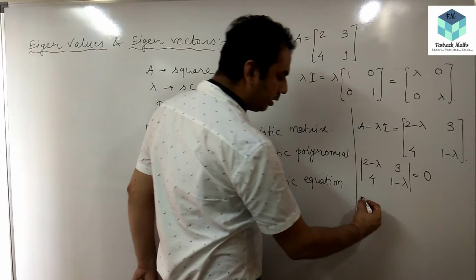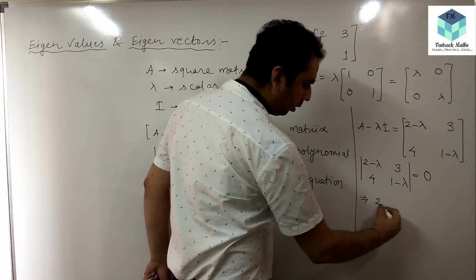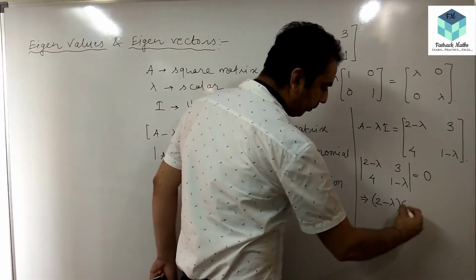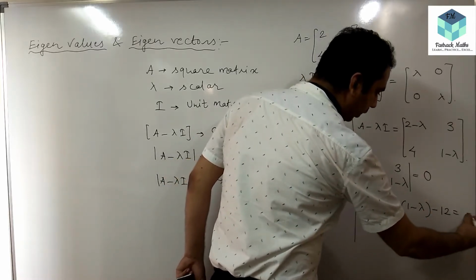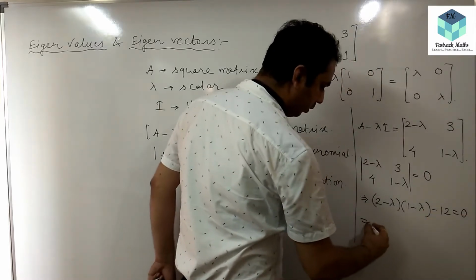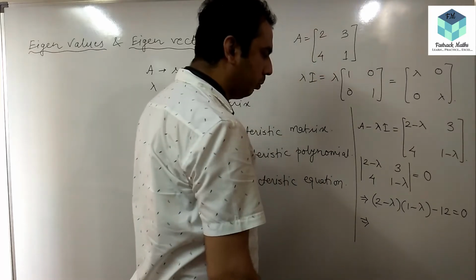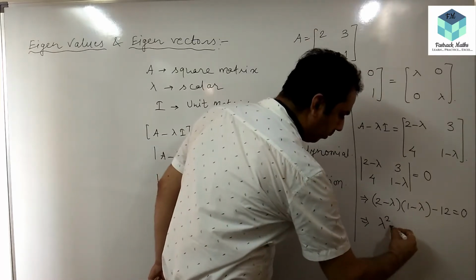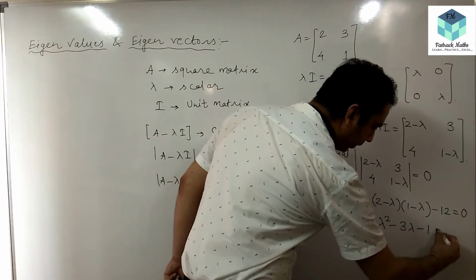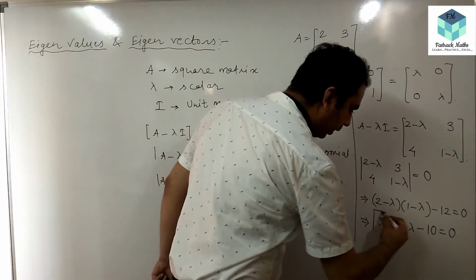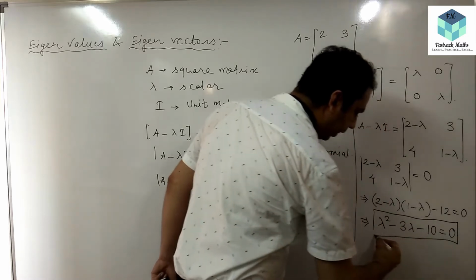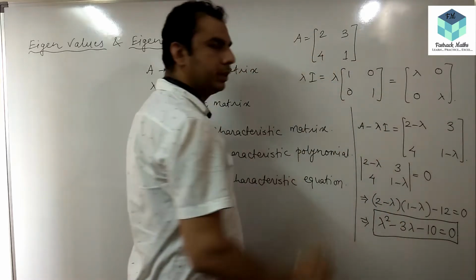So we can solve this. It is 2 minus lambda into 1 minus lambda minus 12 is equal to 0, which comes out to be lambda square minus 3 lambda minus 10 is equal to 0. So this equation is known as the characteristic equation for this matrix A.